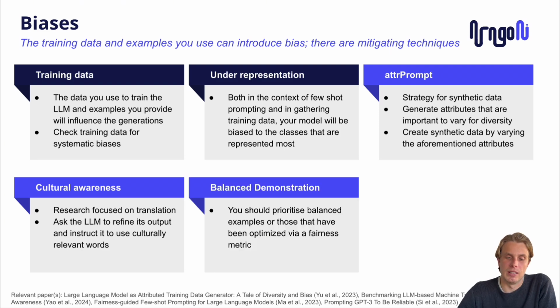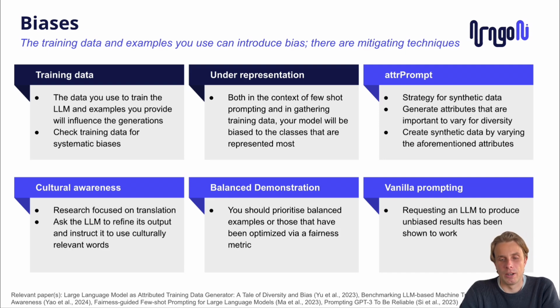Balanced demonstration. A bit similar to how we were talking about using representation and choosing examples that are aligned and similar to your output. Balanced demonstration means that you should try and choose examples for your few shot prompts that have been evaluated to be fair and representative of your users and of your data set. And this can be done empirically by defining your own metric for fairness, and then choosing examples that are ranked high based on that metric.